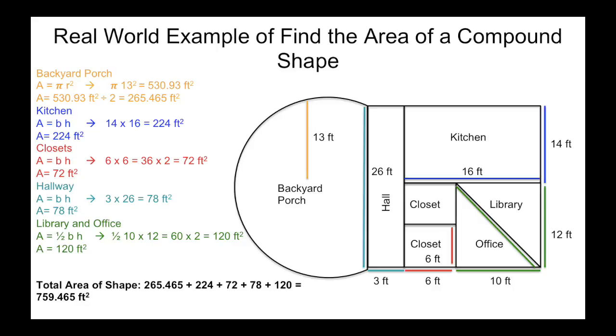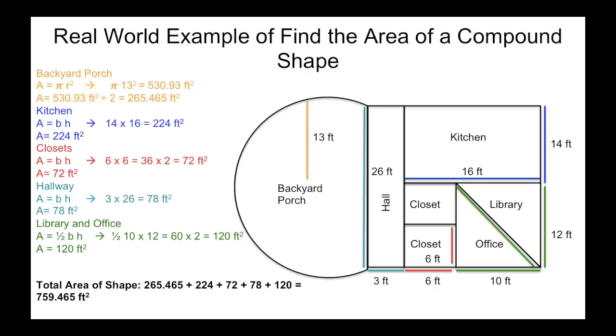And lastly, for the rectangular shaped rooms, we will calculate the area of the hallway, which is 26 feet by 3 feet. So when we multiply them together, we get the area of 78 feet squared. Next, we will calculate the area of the 2 triangular rooms, the office and the library. Both of these rooms have a base of 12 feet and a height of 10 feet. And using the equation A equals 1/2 base times height, each room has the area of 60 feet squared. So a total of 120 feet squared for both triangular shaped rooms.